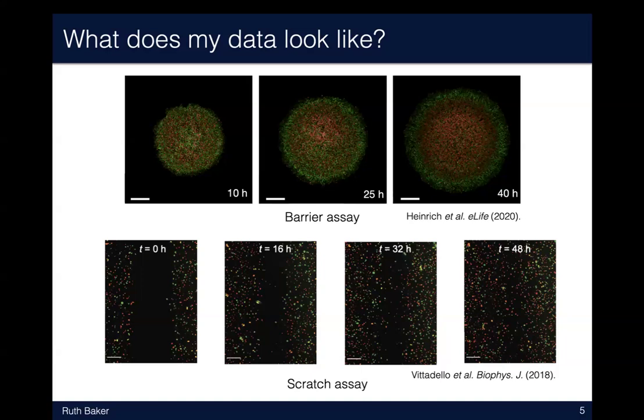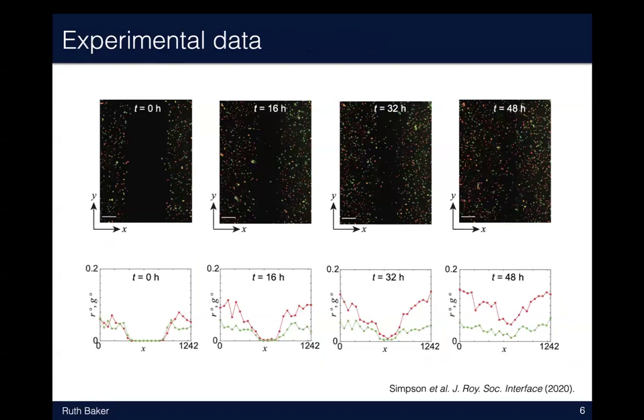I'm sorry. Okay, so these are the kinds of data that we are going to use. And in particular, we're going to make it simpler than all of that. So instead of having to deal with a 2D problem, in particular for the scratch assay, we're just going to average everything in the Y direction. So we get a density profile in X, which is across the wound over time.